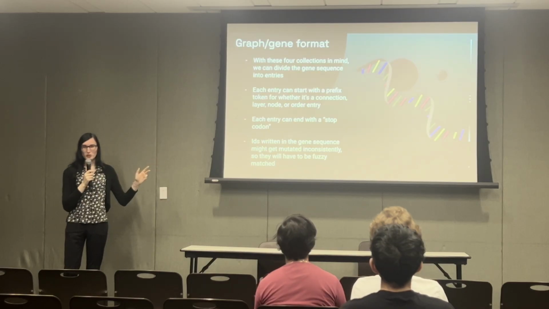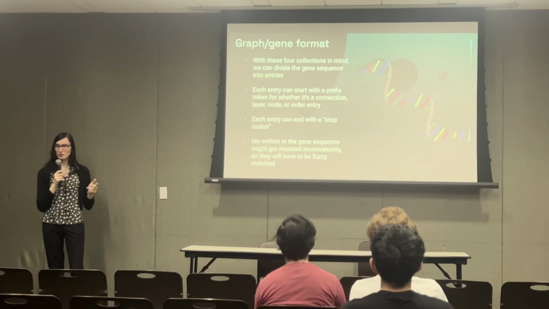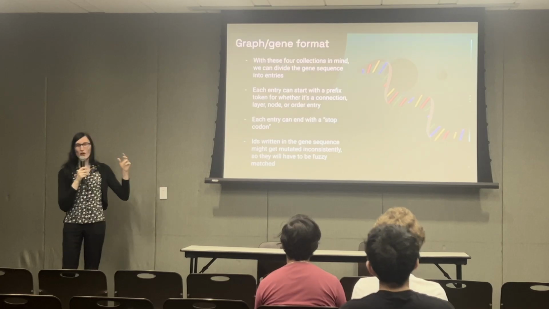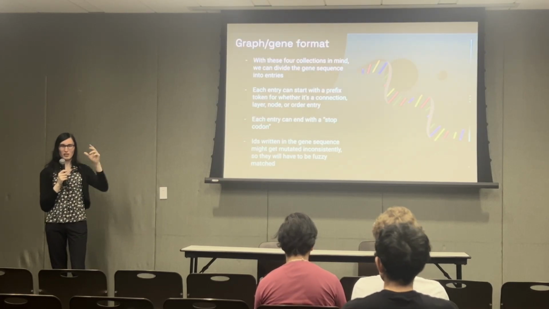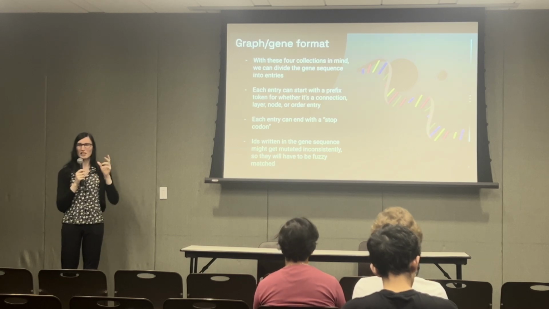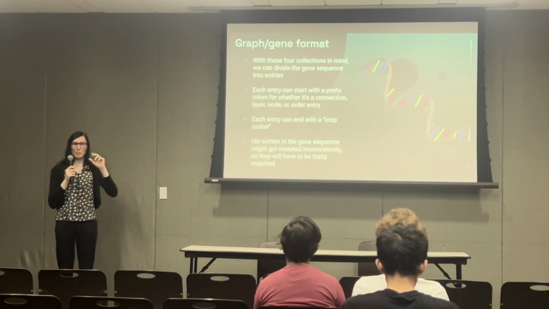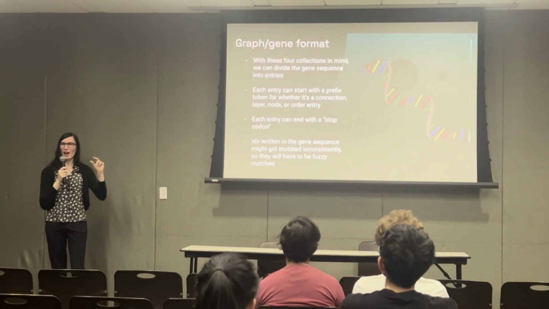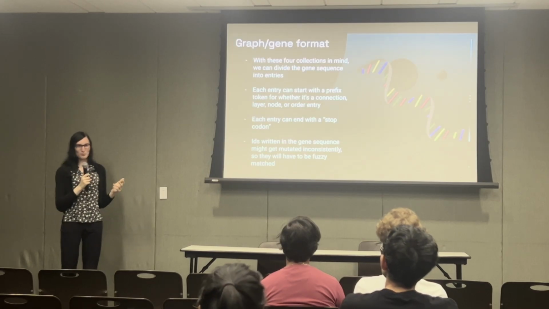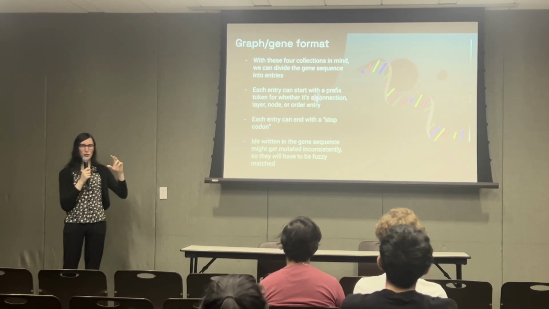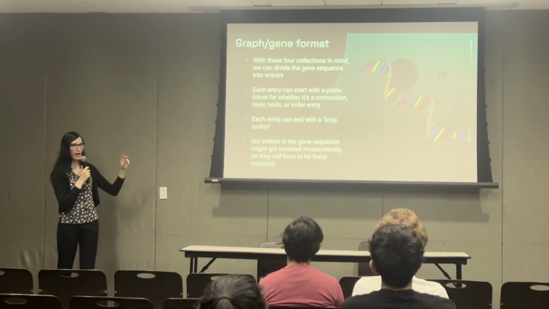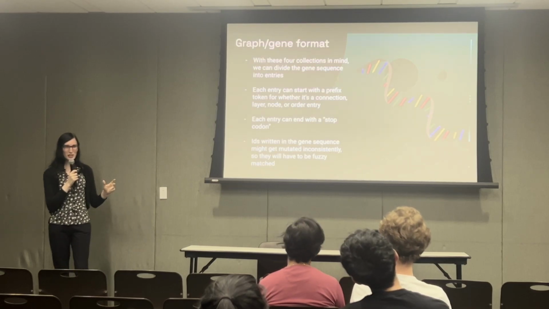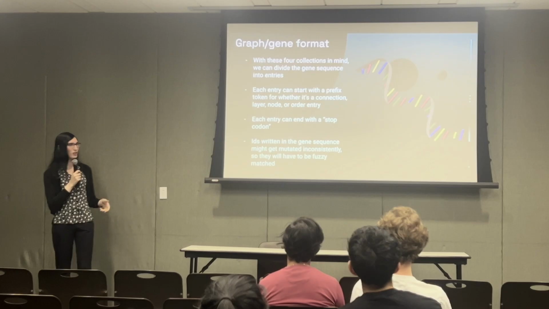IDs in the gene sequence could get mutated inconsistently. Say we have an entry for a connection and it's connecting to a layer with ID "share." But the layer's ID mutates to "hair." If these are close enough, we're still going to match these. We're going to fuzzily match the IDs because it would be too much to try to have the random mutations guess exact IDs.